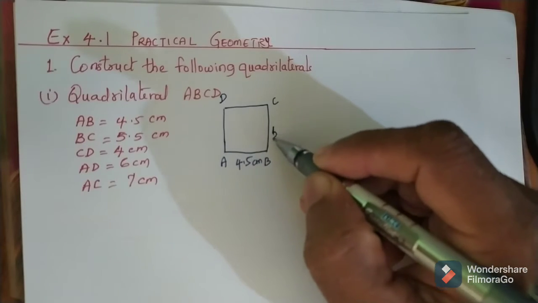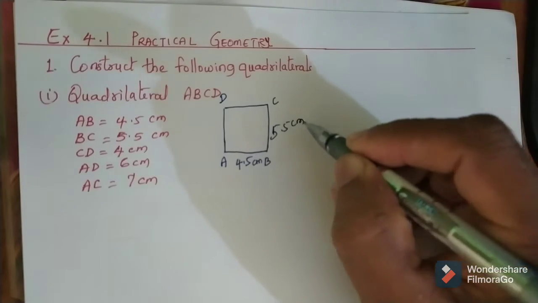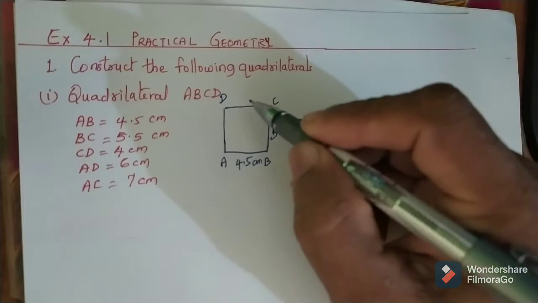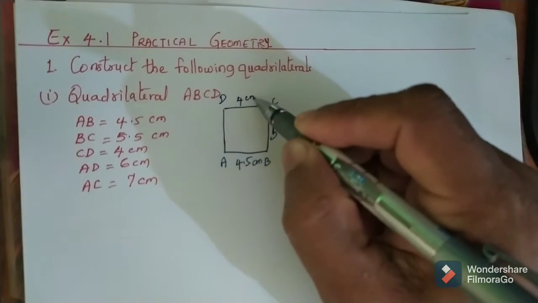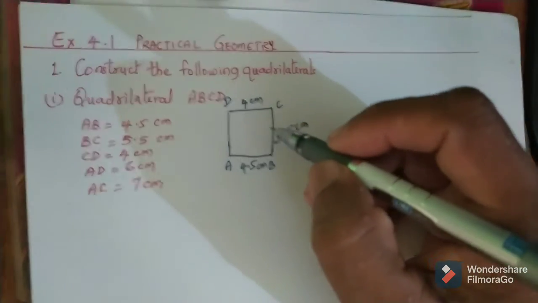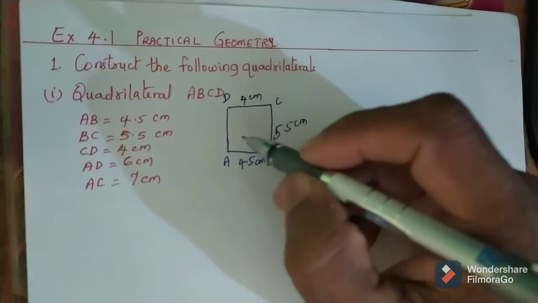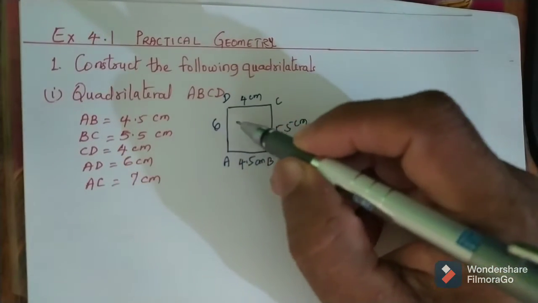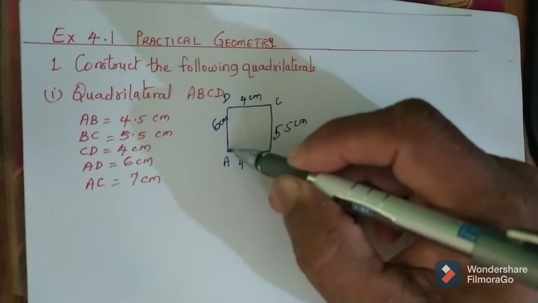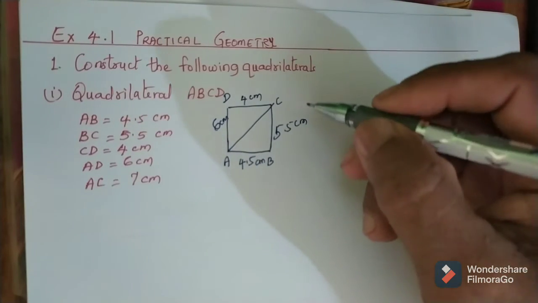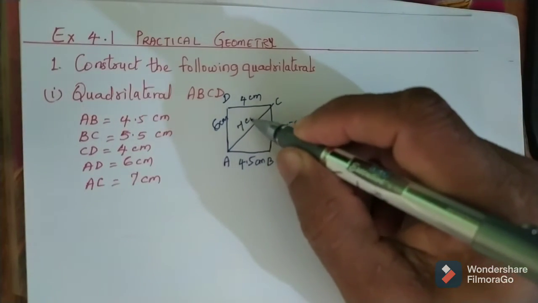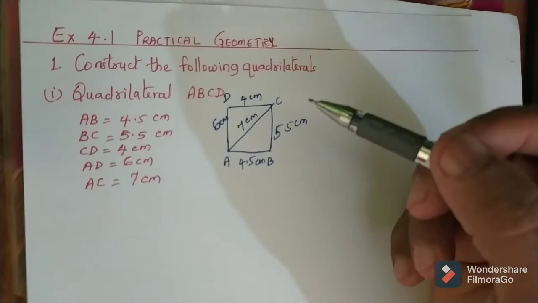BC is 5.5 centimeters, then CD is 4 centimeters, then AD is 6 centimeters, and AC is the diagonal, 7 centimeters. So we will start with the construction.